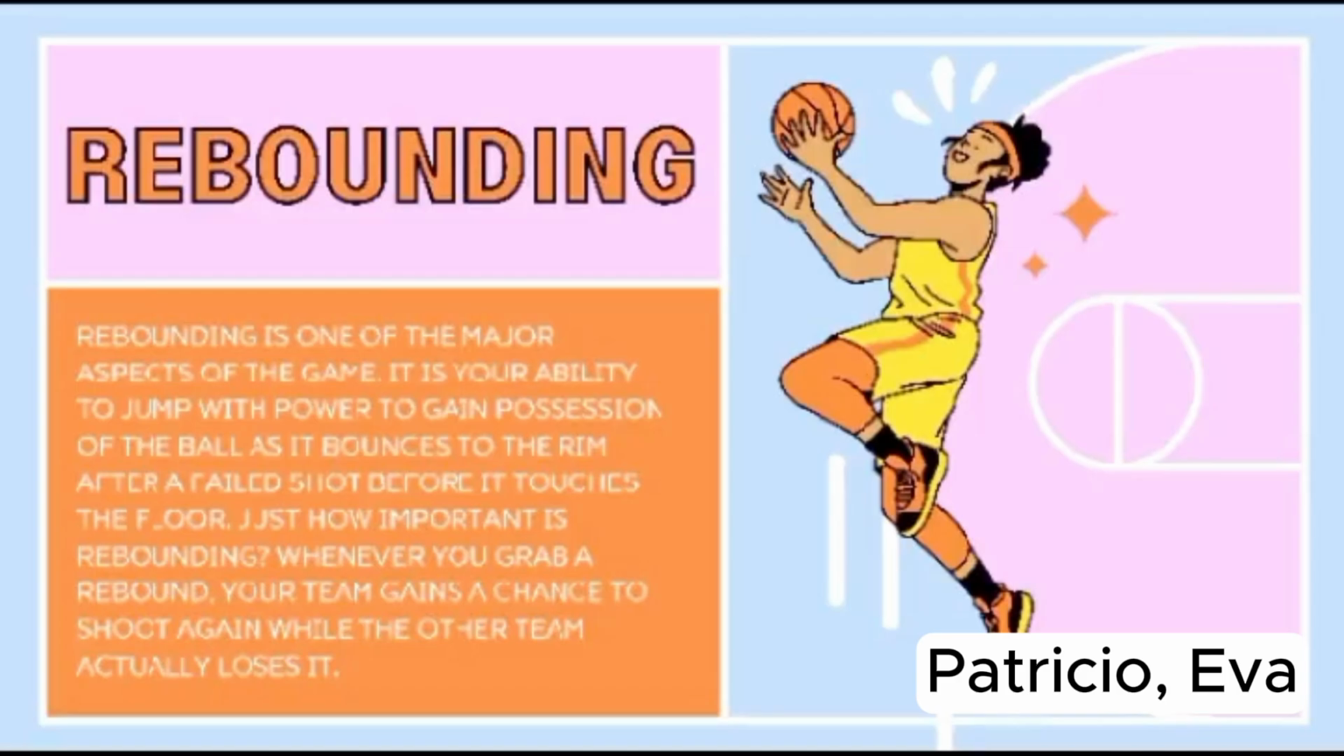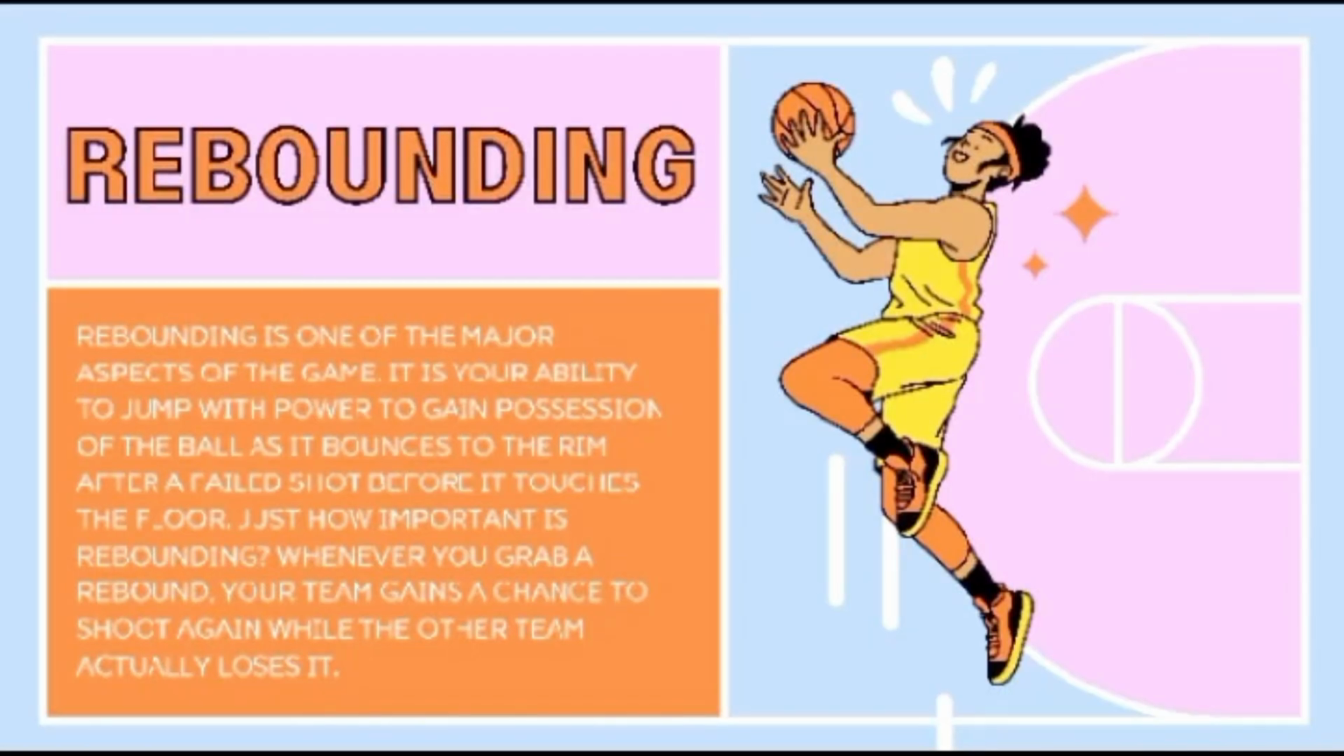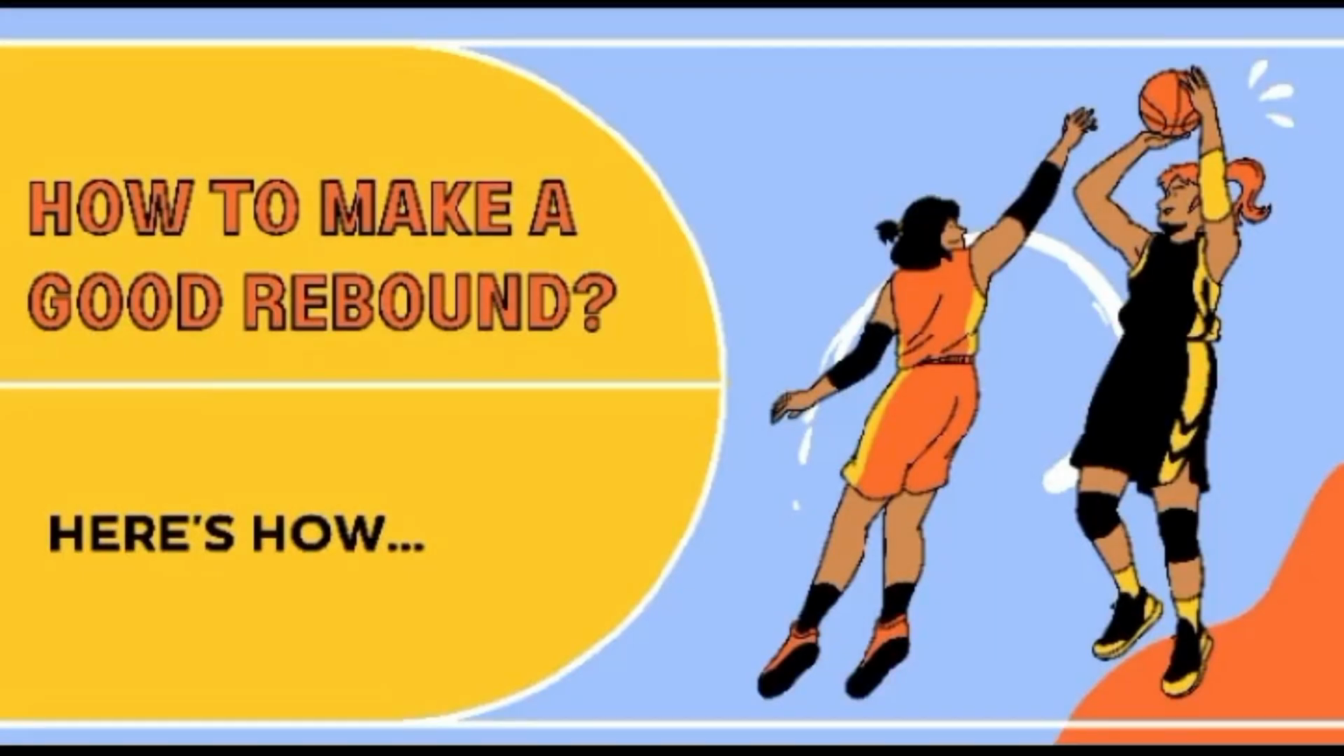Rebounding is one of the major aspects of the game. It is your ability to jump with power to gain possession of the ball as it bounces off the rim after a failed shot, before it touches the floor. Just how important is rebounding? Whenever you grab a rebound, your team gains a chance to shoot again while the other team actually loses it. How to make a good rebound.